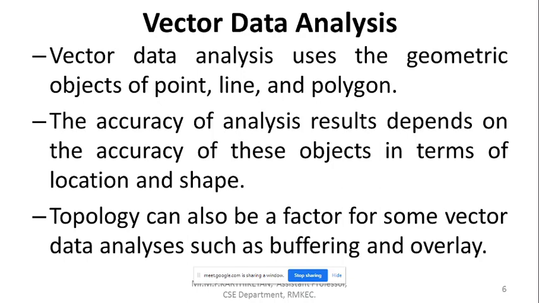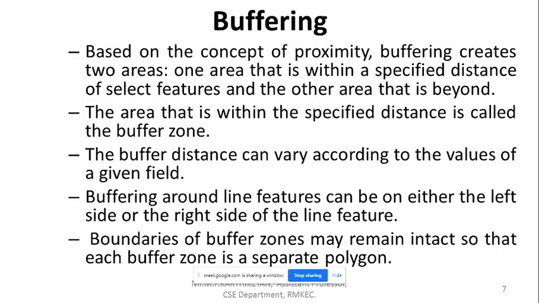So based upon the viewing or the buffering system, we have two types: one is the data within the nearby area, and one is beyond the nearby area. You can see the first point: based upon proximity, it has two areas, one within the specified distance of selected features, and the other beyond. For example, when we are looking at RMK Engineering College, Gumadipundi is the nearby area, and Riddles is the far away area. So one is within and another is beyond.